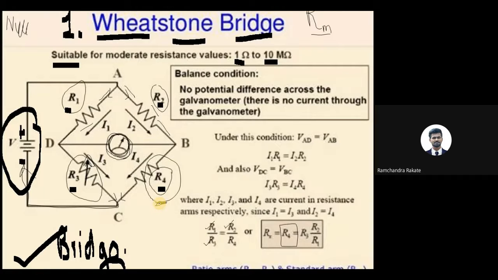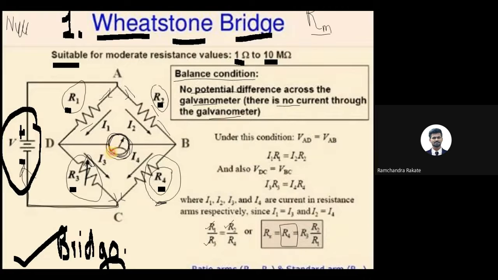Now, how it will work out, we will look over it. Suppose we were having this. What is the balance condition? First I'll let you know what we mean by balance condition. The balance condition is no potential difference across the galvanometer. So there is no current through the galvanometer.